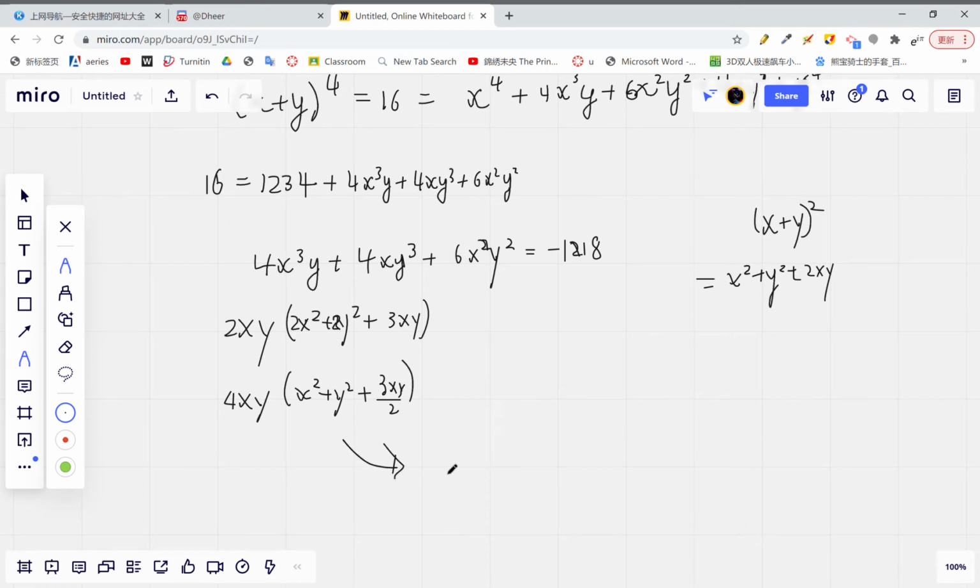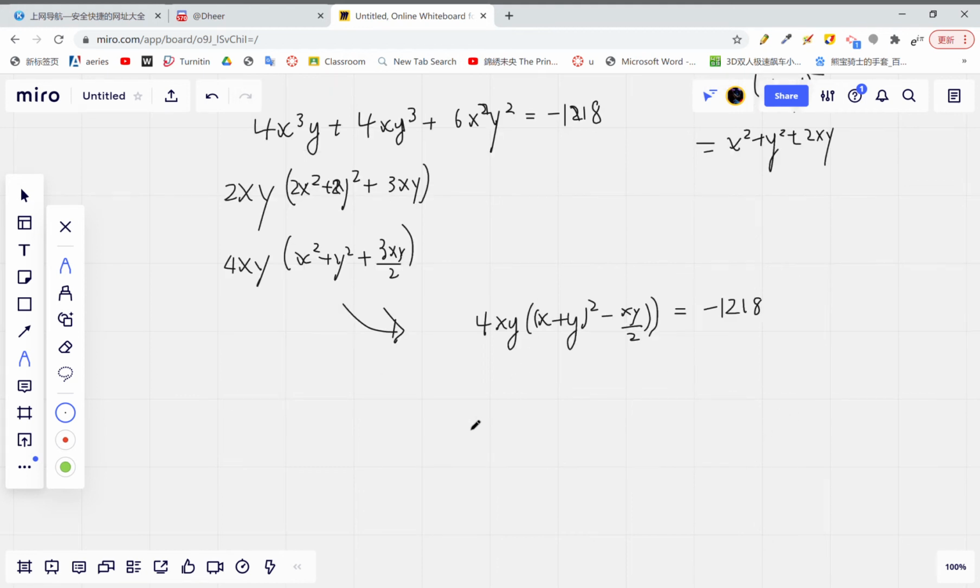We can rewrite this as 4xy times x plus y squared minus xy over 2, right? Because you see that x squared plus y squared plus 3xy over 2 is just equal to x plus y squared minus xy over 2. So then we can just factor, and this whole thing is equal to negative 1218, by the way. Okay.